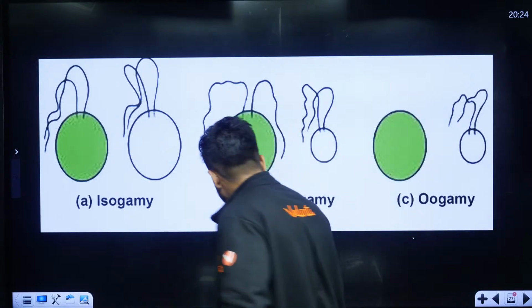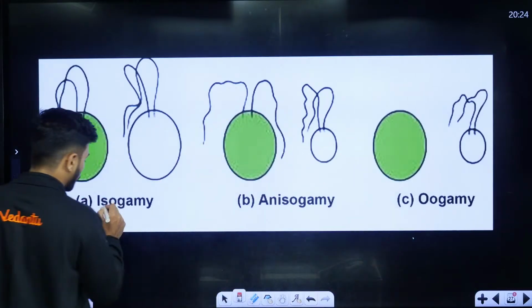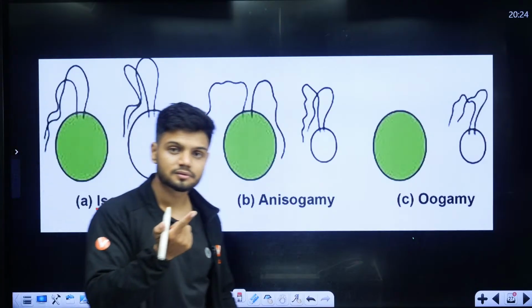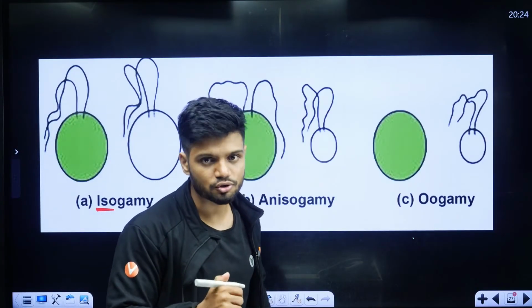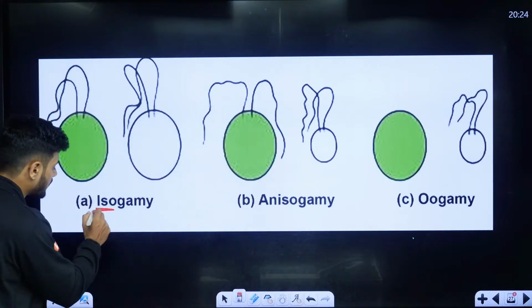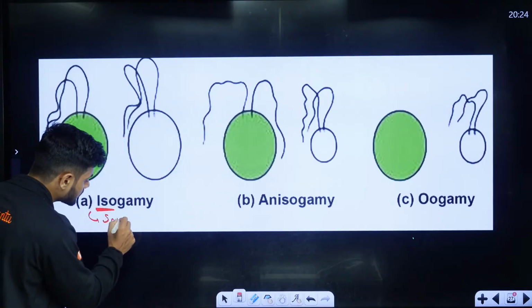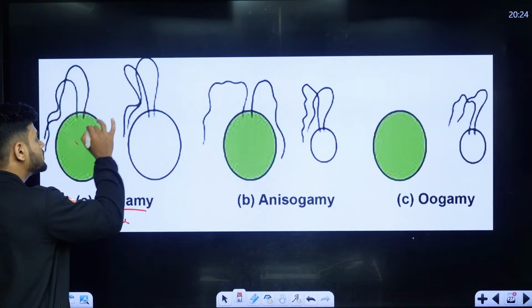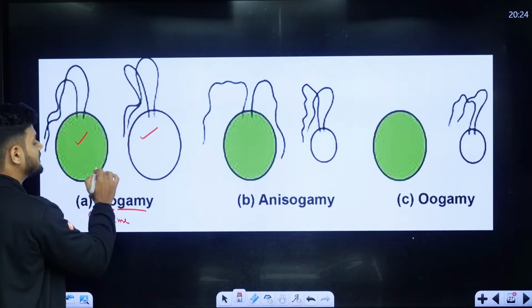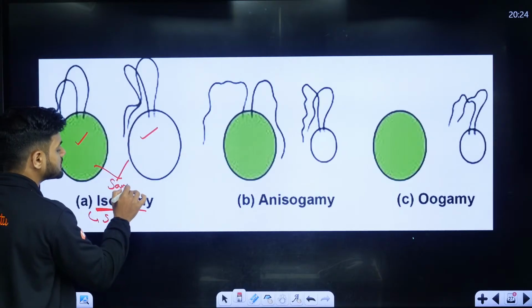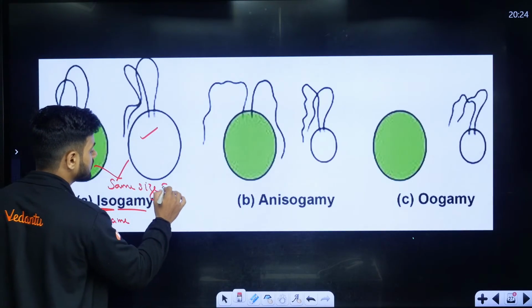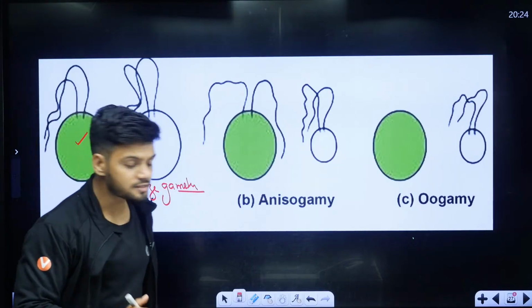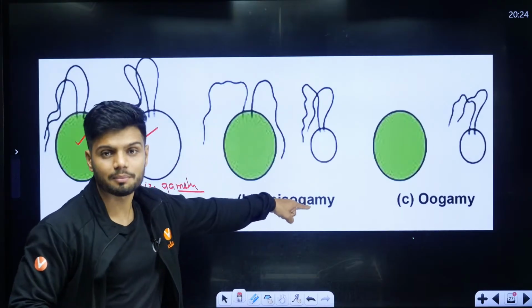Now, students, tell me, does anyone know what is the meaning of iso? Iso, anyone? Isodiametric, same diameter. Yes or no? So here, iso means what? Iso means same. Gamy means the gametes. So in isogamy, both gametes are same size. Same size gametes are present, students. Okay.